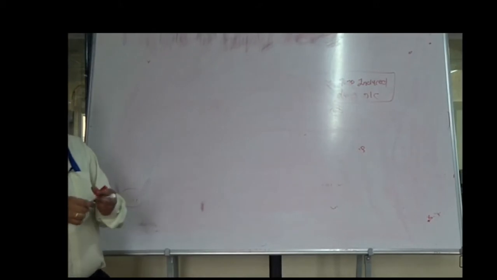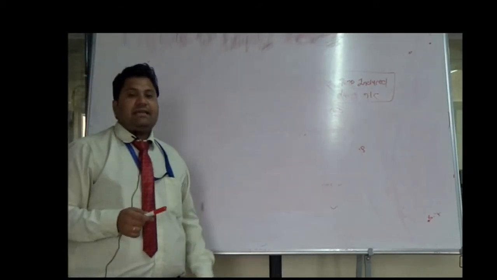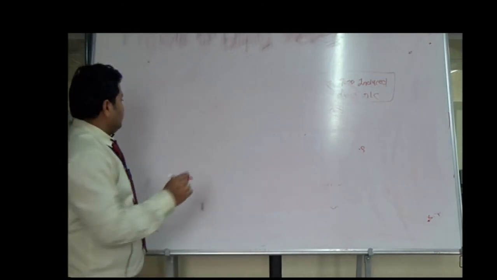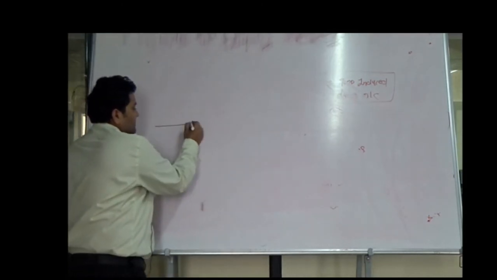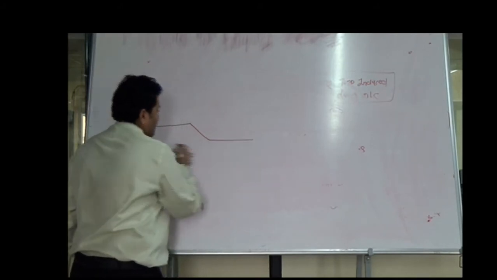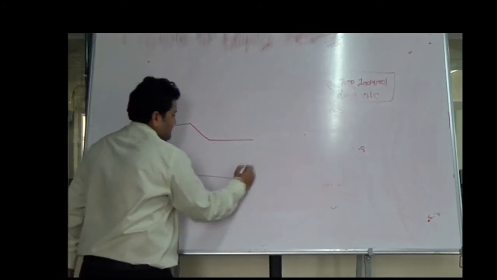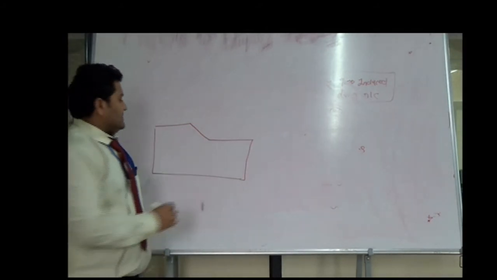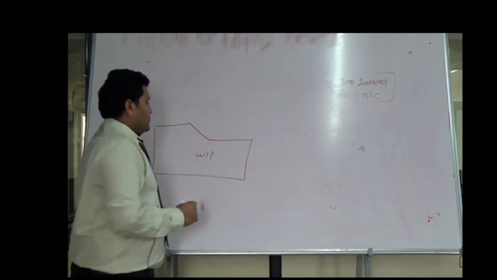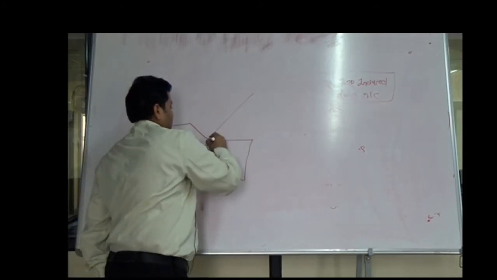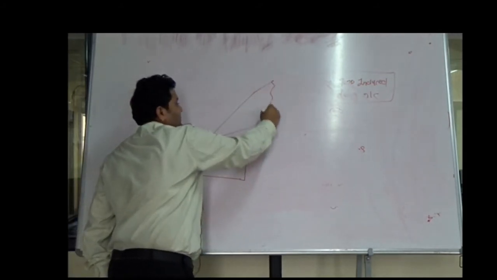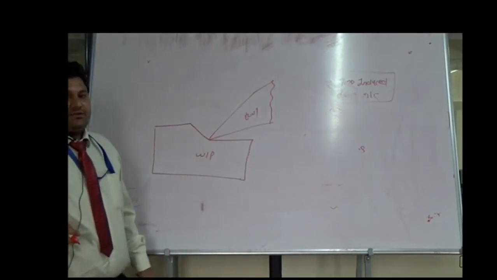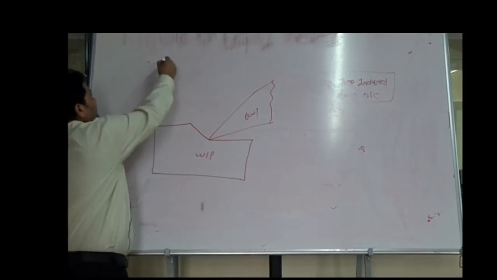To understand the mechanism of chips, you have to draw a very simple diagram. You have to draw the workpiece. This is a workpiece, and now we have to draw the tool. I like to draw the tool this way. Now we have to see the mechanism of chip formation.